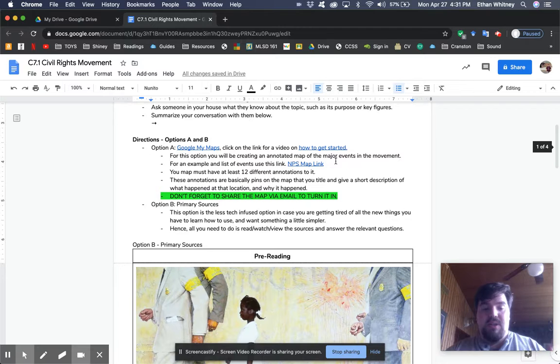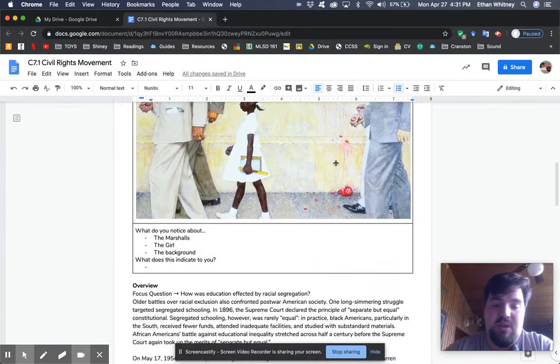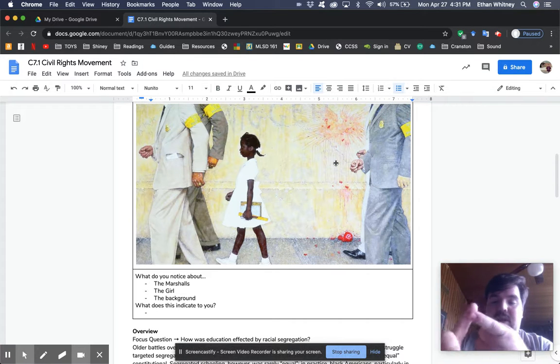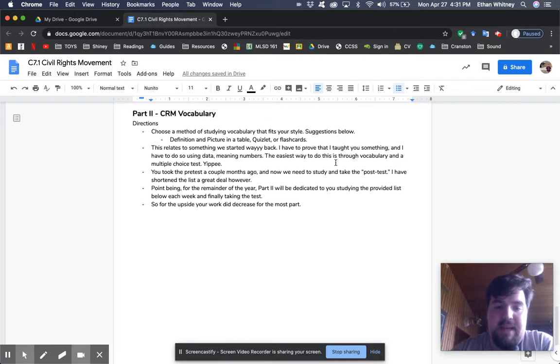We're going to learn how they changed that, how they tried to make society more equal. And so you've got two options for how you want to go about this: option A and option B. Option A, I'm going to put this in simple terms, is real techie, using Google Maps. Click on the links that are there, all three of them, to figure out how to do that. If you don't want to do the tech version, then you do B, and it's just good old basic: look at the picture, read the text, watch the video, answer the related questions. There's nothing more significant to explain about that. And then we're going to go to part two.